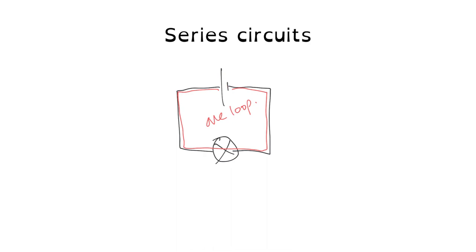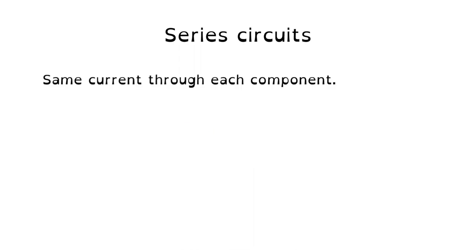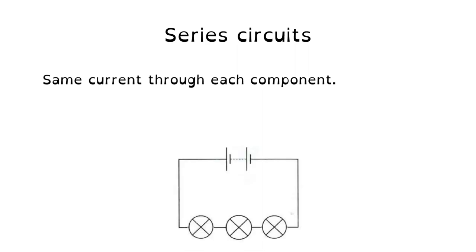A source of potential difference, so a battery or a cell, that has one loop and one loop only. And consequently, because the current is travelling at the same speed all the way round, we say it has the same current through every component in the circuit. So let's just look at an example.